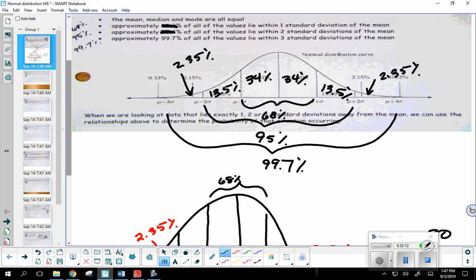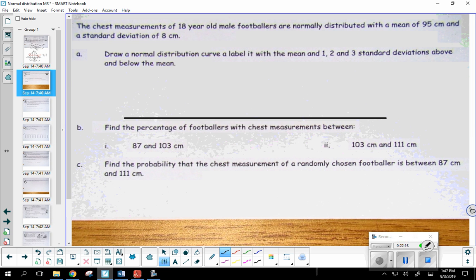Okay. Let's just get right to an example. Let's see what you think. The chest measurements of 18-year-old male footballers are normally distributed with a mean of 95 centimeters and a standard deviation of 8 centimeters. Okay, now mean, we use this symbol mu right here. And for the standard deviation, remember we use that lowercase sigma. Looks like that curly O.